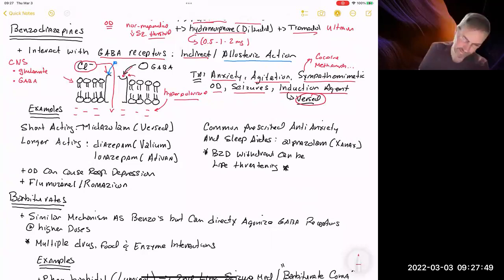Benzodiazepines roughly fall into two major groups: short-acting and longer-acting. The major short-acting benzodiazepine is midazolam, with Versed as a trade name. Common longer-acting examples include diazepam, also known as Valium, and lorazepam, also known as Ativan. All right.